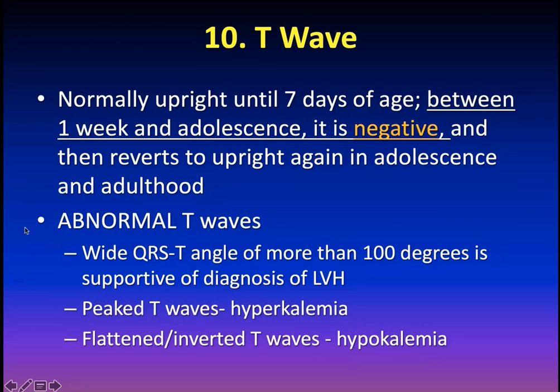Okay, next, the T wave. Normally, it is upright until 7 days of age. Between 1 week and adolescence, it is negative, and it becomes normal after adulthood. For abnormal T waves, even in the 7-day or adolescent period, if there is a wide QRS-T angle, which is more than 100 degrees, the most common diagnosis is LVH. If there is a peaked T wave, this is probably hyperkalemia, and if there is a flattened or inverted T wave, this is hypokalemia.